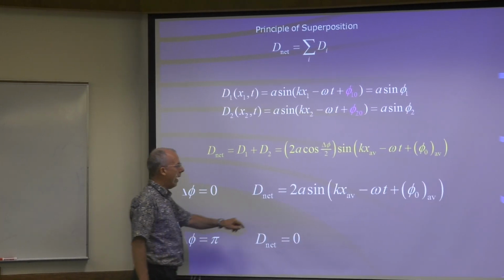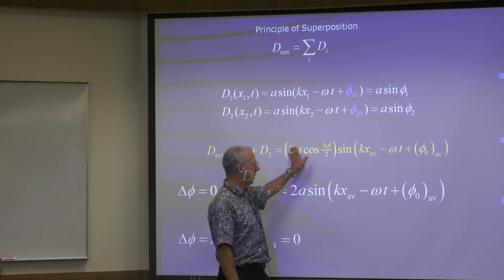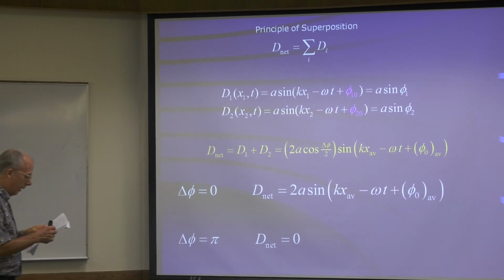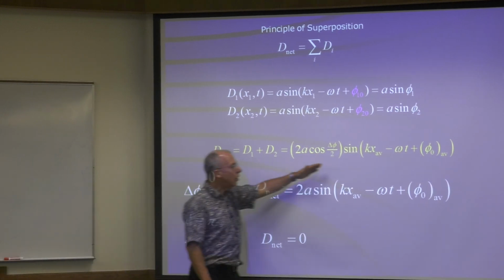Delta phi is pi. This would be pi over 2. What's cosine of 90? 0. So this is 0. All right? So there you go. Okay, that's all. And of course, then you can do it. You can use this formula for anything you want, right?